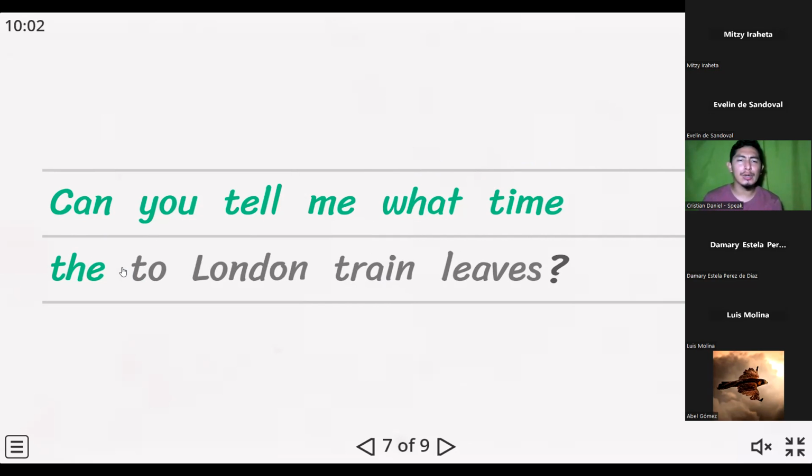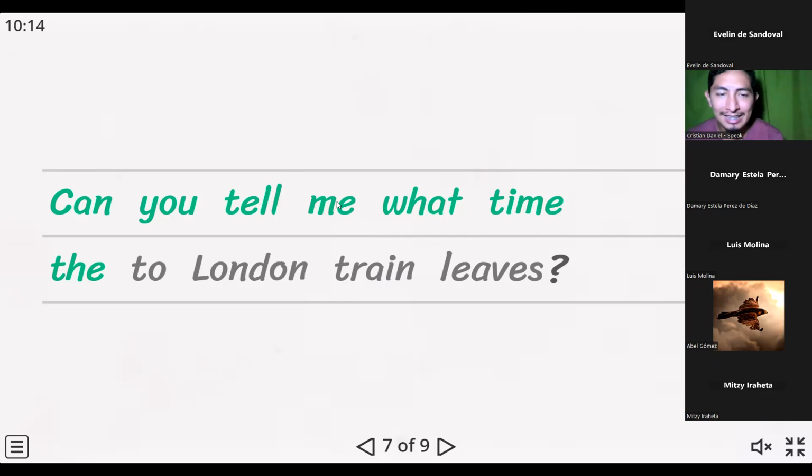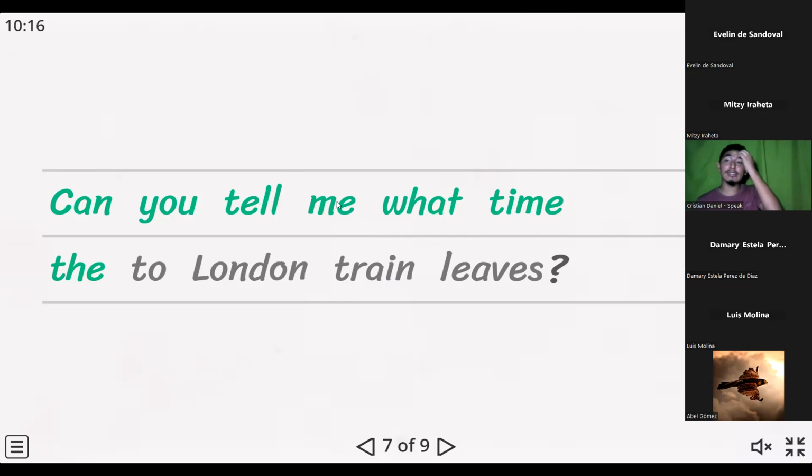No, that's not correct. First the verb, the leave, then the train to London. Oh, remember the structure of a sentence. We have the subject, verb, and in some cases the complement.